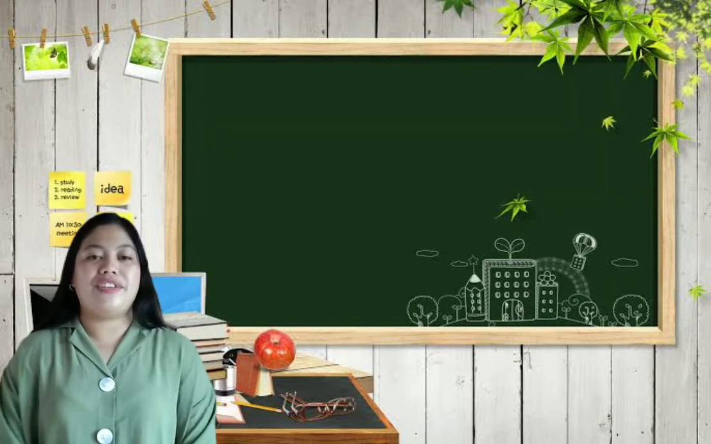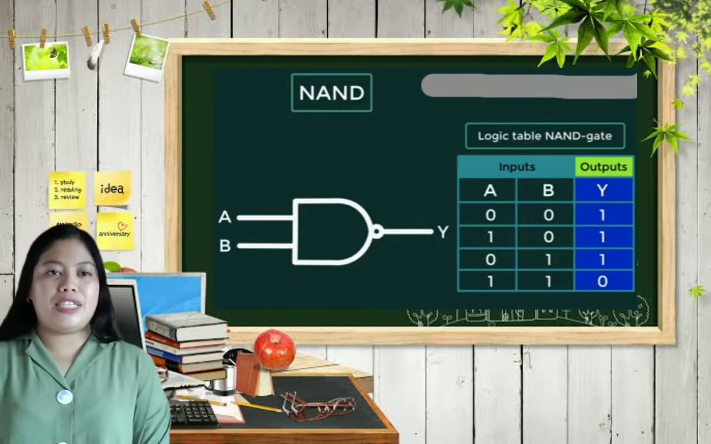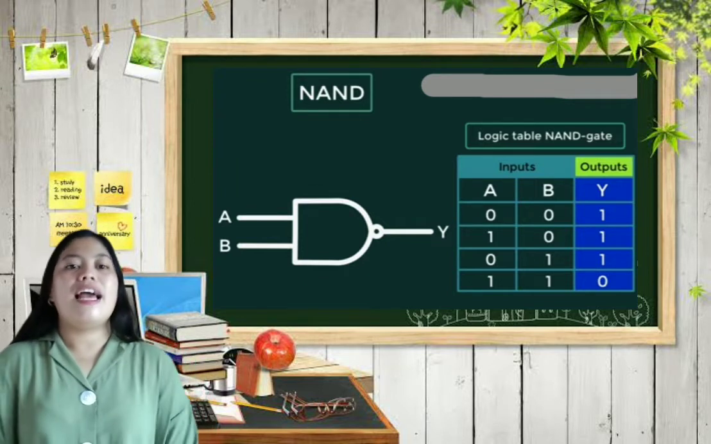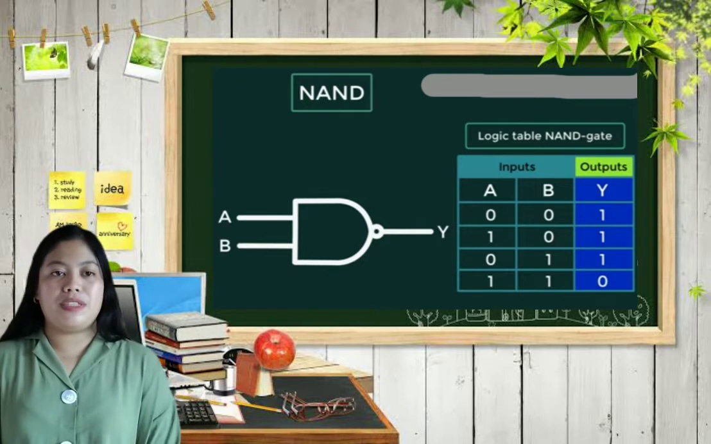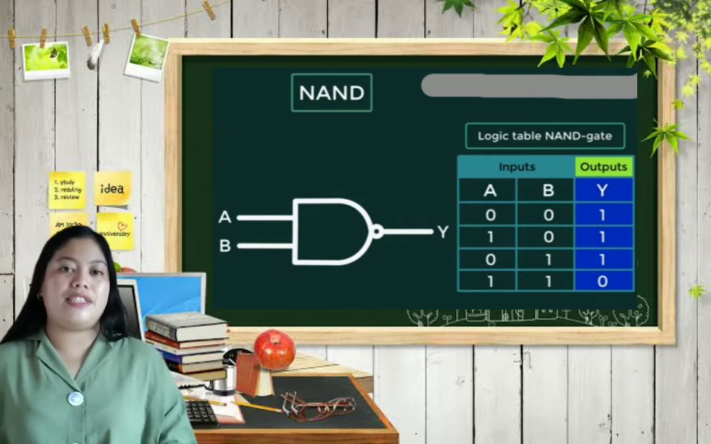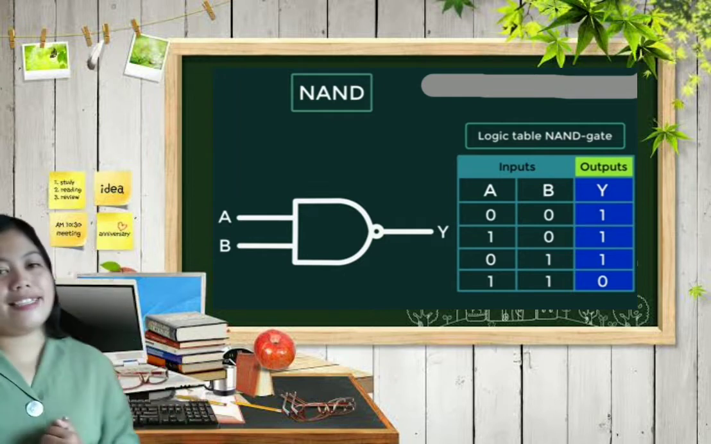Let's move on to our next gate, which is the NAND gate. As we saw how the OR gate's output is passed through the NOT gate to get the opposite result of the OR gate, likewise, the AND gate's output is passed through the NOT gate to get the opposite result of the AND gate for the same set of inputs. Let's see the logic table for the NAND gate.